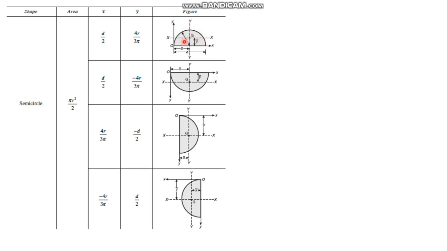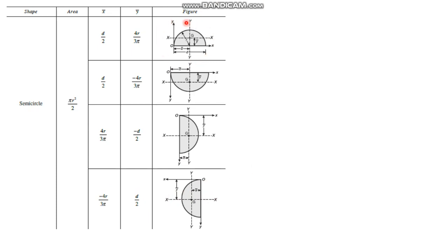So this is in the first quadrant. Now if it is in the fourth quadrant, x bar will be the same, d by 2, but y bar will be downward, therefore minus 4r by 3 pi. In this case, it is symmetrical about this axis, so y bar becomes minus d by 2, and x bar is 4r by 3 pi. If it is in the second quadrant, x bar will be minus 4r by 3 pi, and y bar will be d by 2.